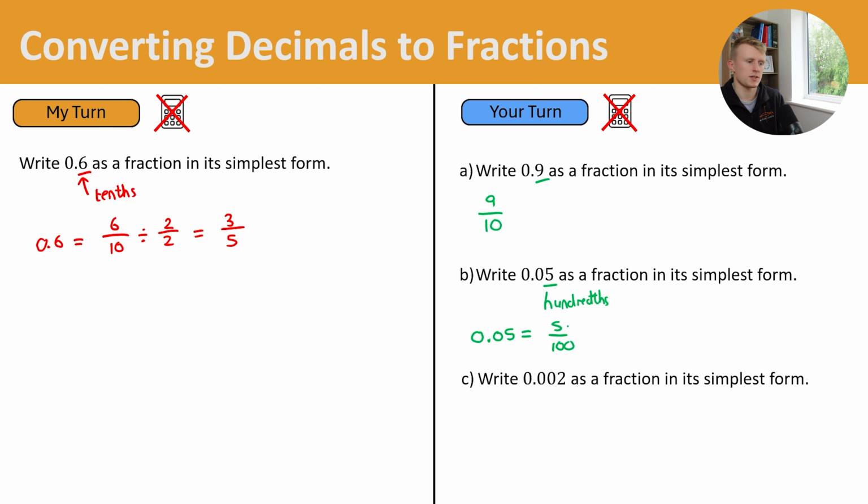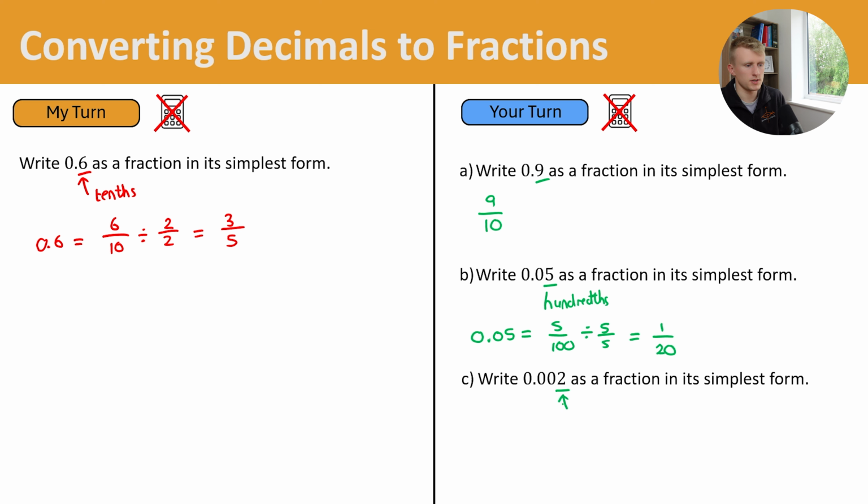And we want to write that fraction in its simplest form. Both 5 and 100 are divisible by 5. I can divide through by 5 over 5. 5 divided by 5 is 1, and 100 divided by 5 is 20. My answer is 1/20th.